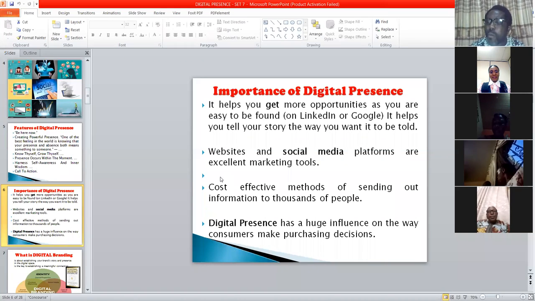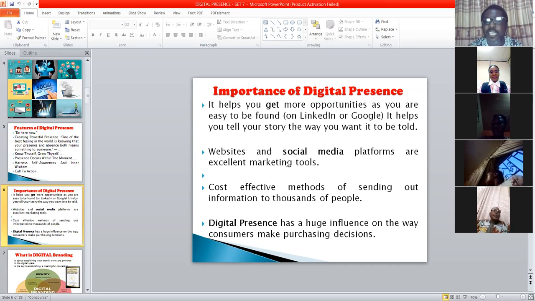You understand? You must understand this fact. You must understand that it is a marketing tool. It's not a display tool. It's not a gossiping tool. It's not an insulting tool. These are things you have to understand and follow adequately.